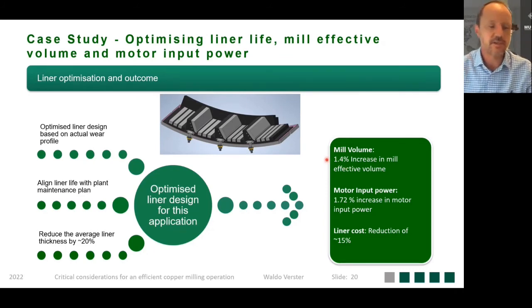And immediately you would say, but this sounds very, very low and very small. And it is a very small number. But because we're not utilizing the total effective mill volume, this resulted in a 1.7% increase in motor input power. And as we all know, motor input power is a very good indication of the amount of work that's taking place inside the mill. So you can expect a 1.7% increase in throughput as well. And then added advantage, a reduction of 15% in the liner cost.